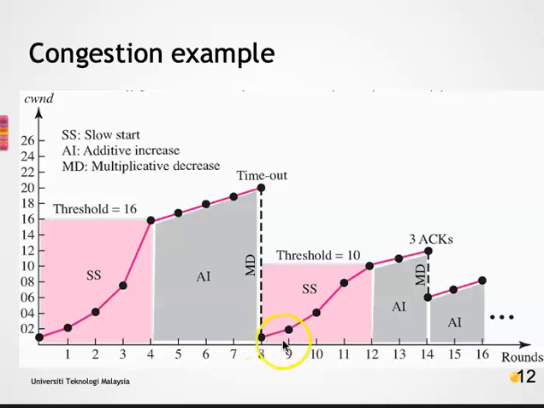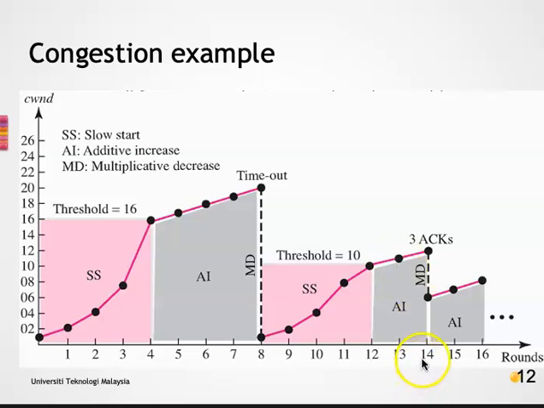So at round 9, the congestion window size will grow exponentially to 2, to 4 at round 10, to 8 at round 11, and at round 12, it will reach the threshold, which is 10. Once the congestion window size reaches the threshold, it will begin the additive increase or congestion avoidance phase again. So by then, after round 13, the size of the congestion window is only increased by 1.